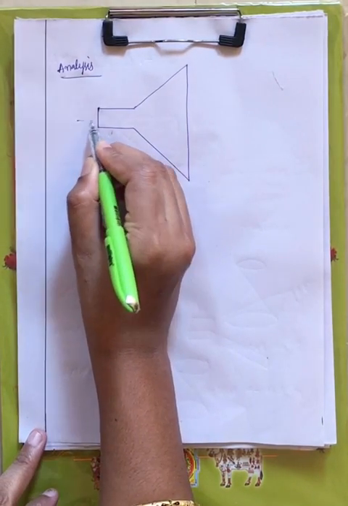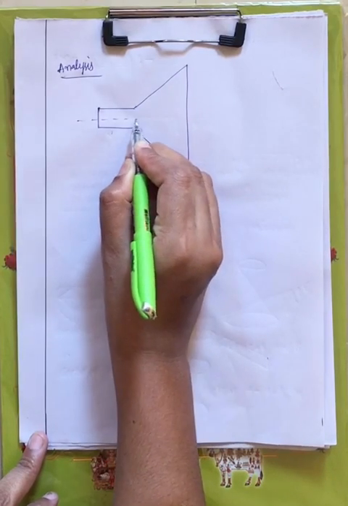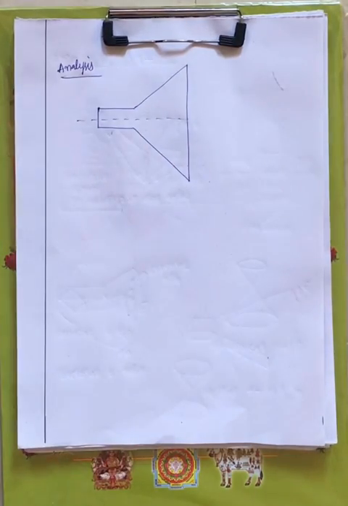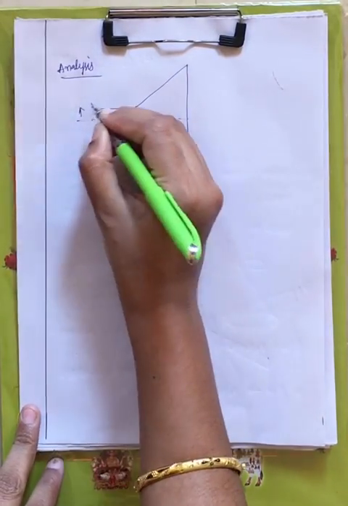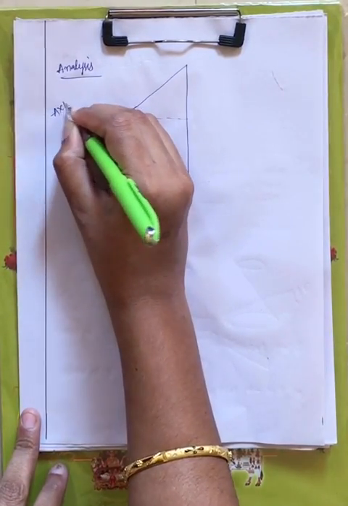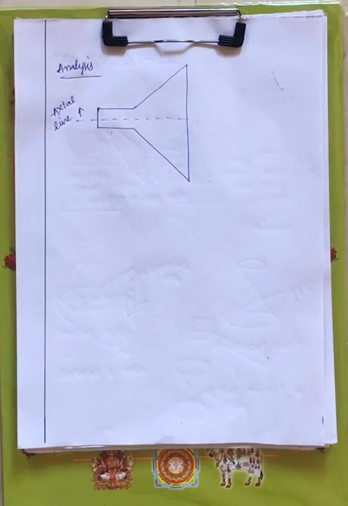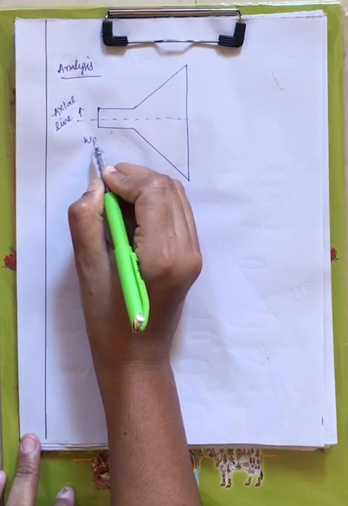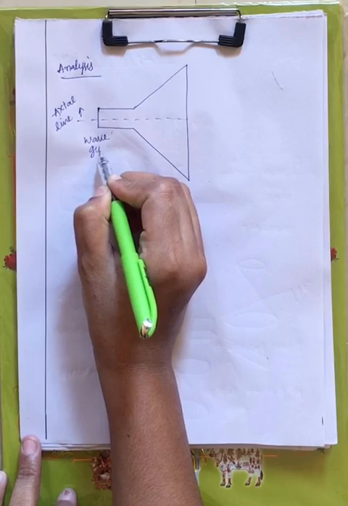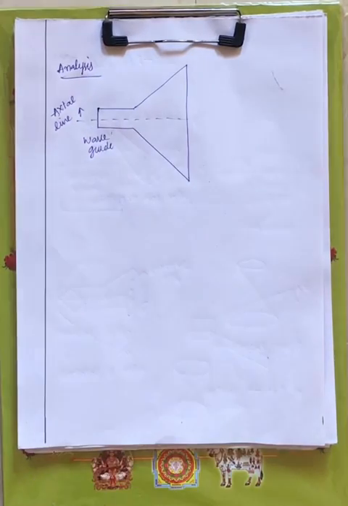Now to the center of the horn antenna I am drawing a line. That we call the axial line, the center line or the axial line. Now coming to the next term, this is nothing but your waveguide.